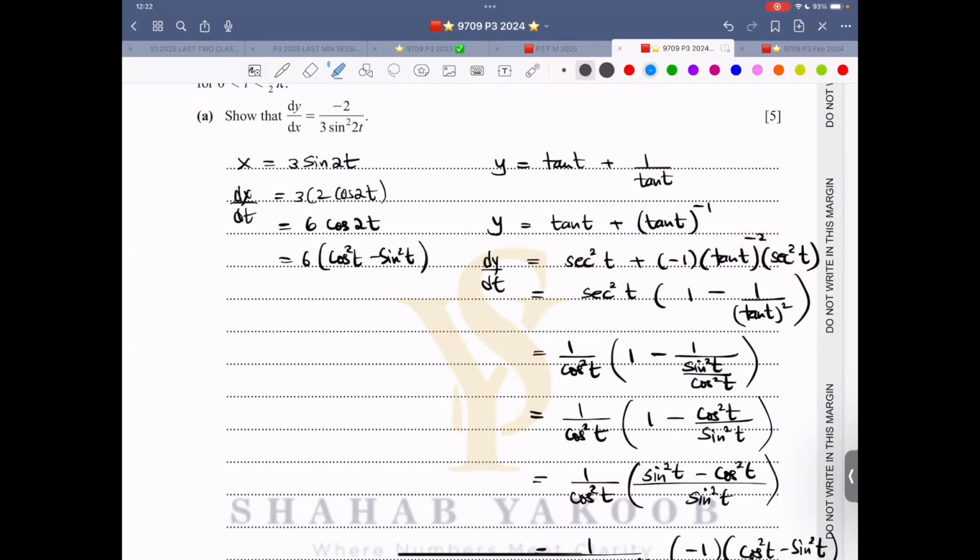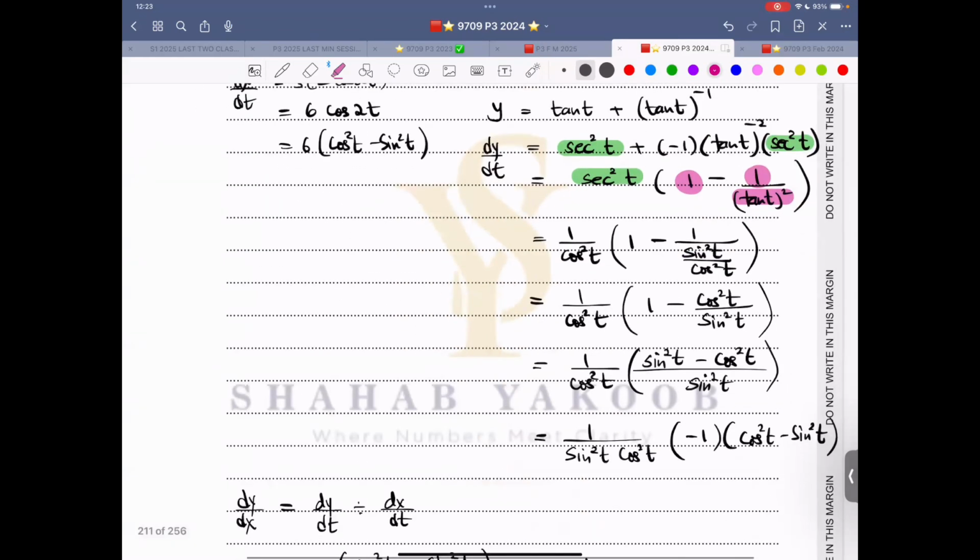So let me highlight this. I took sec squared t common out. That goes on the outside. And I'm left with all these things on the inside. And then I converted into sine square over cos square. That becomes this thing. Then I open up the bracket. So sec square is 1 over cos square, and I don't open up the bracket. I just take LCM on the inside. So when I take LCM on the inside, that is sine square minus cos square over sine square.